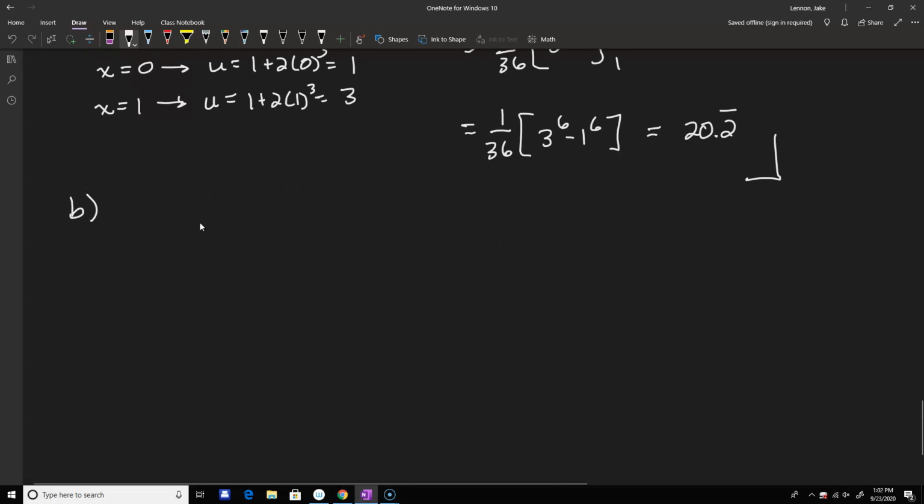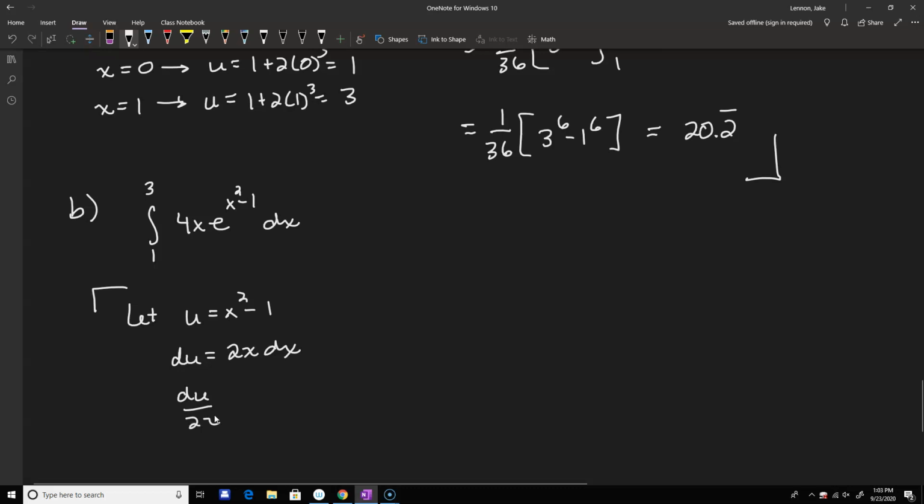Let's get some exponential functions involved. So we have the integral from 1 to 3 of 4x times e to the x squared minus 1 dx. So here we want to let u be the exponent, x squared minus 1, because when you take the derivative you'll get 2x. So du here is going to be 2x times dx, and then we can solve for dx by dividing by 2x. So du over 2x is the value of dx.